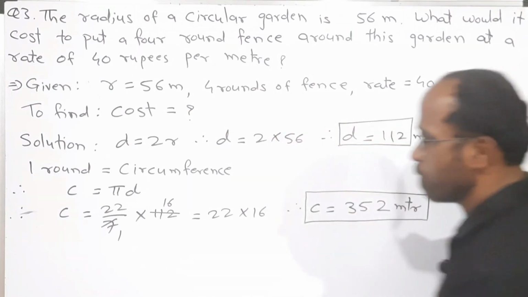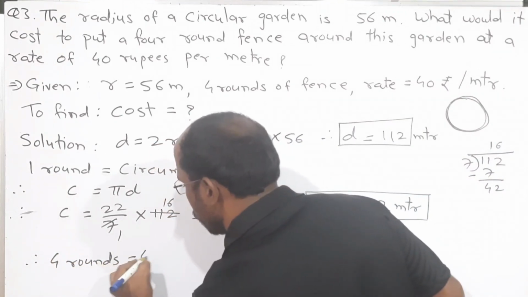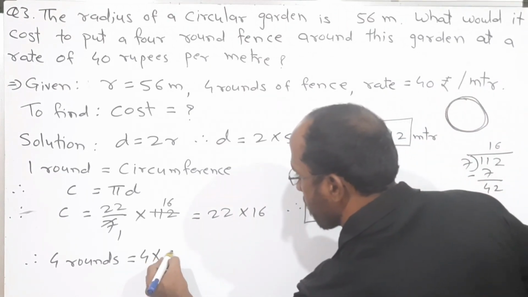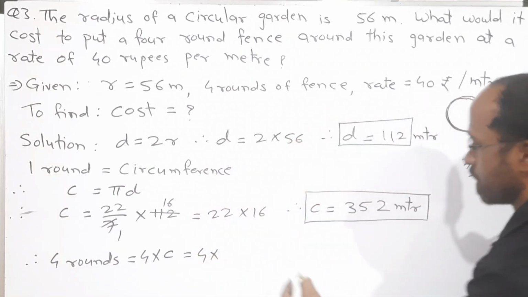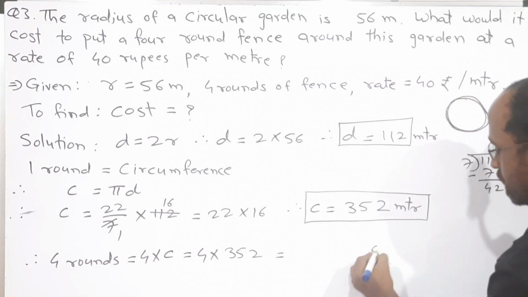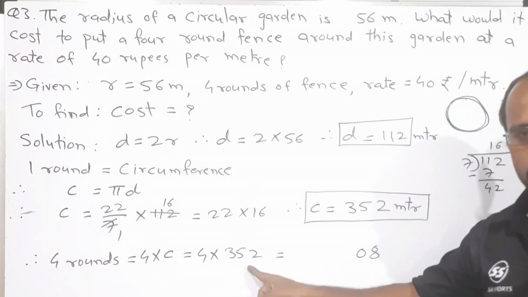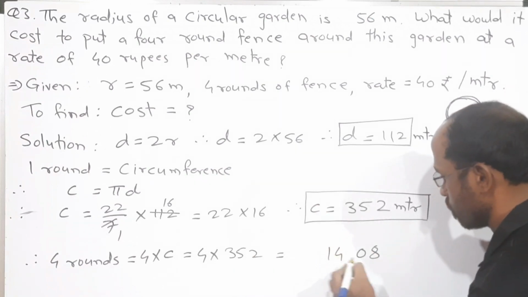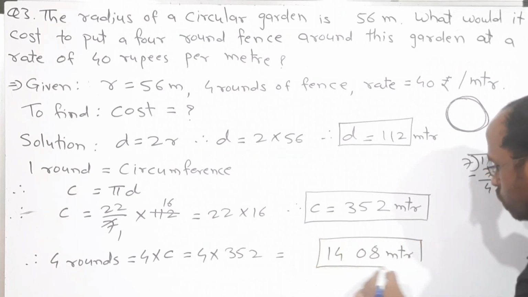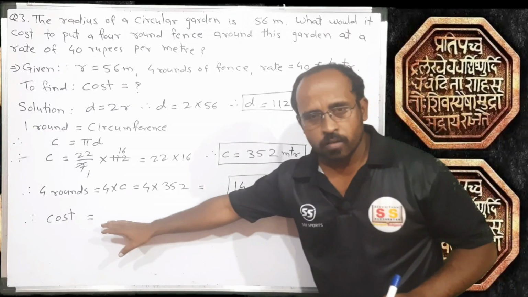But how many rounds are required? 4 rounds. Therefore 4 rounds is equal to 4 multiplied by this circumference, which is equals to 4 multiplied by 352, which is equals to 4 2s are 8, 4 5s are 20, 2 is the carry, 4 3s are 12 plus 2 14 meter. Means for 4 round of fencing 1408 meter of cable is required. Clear? Now we have to find out cost.